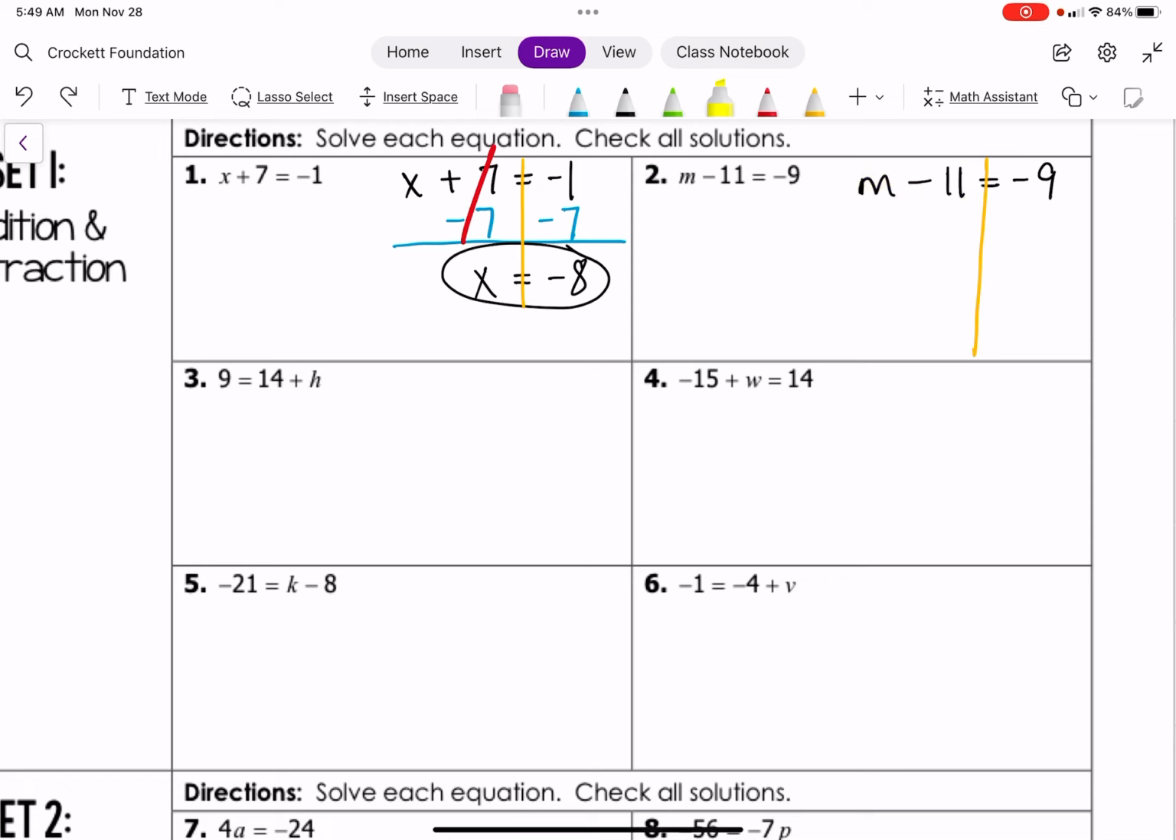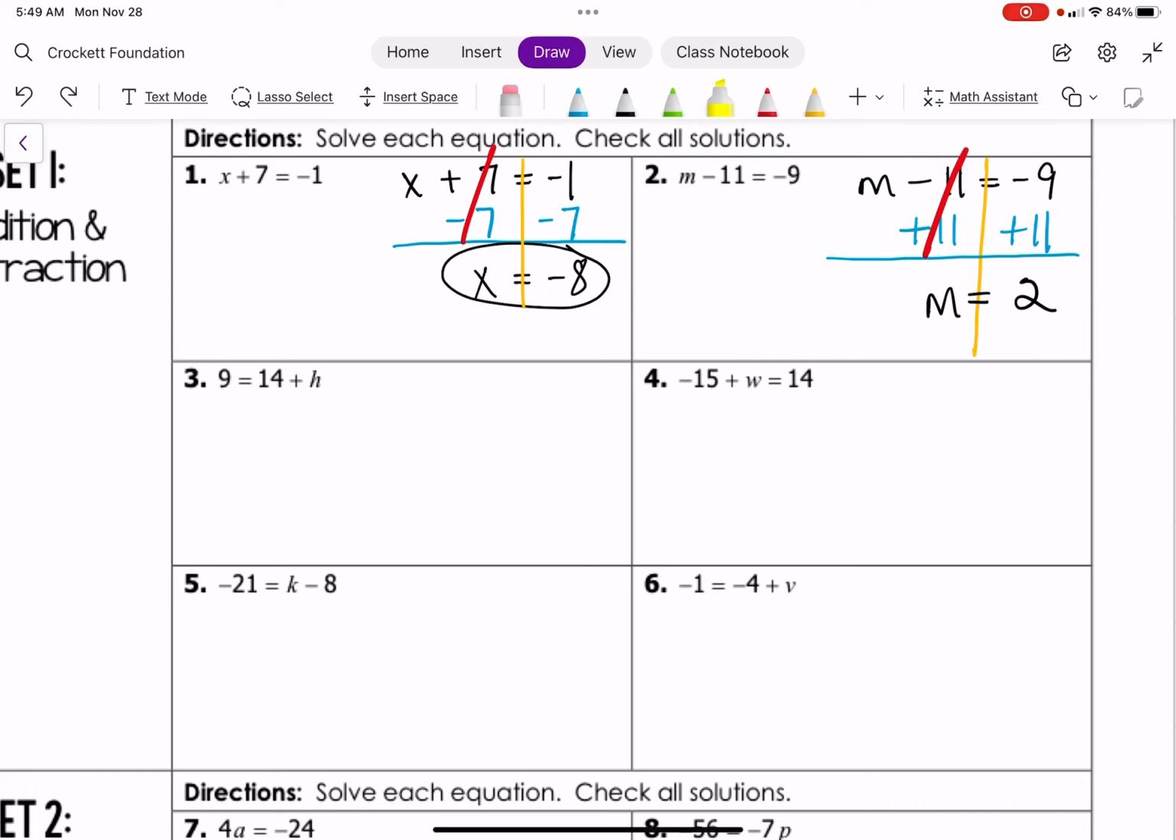The 11 is negative. I know it's negative because it has a minus sign in front of it. So since it's negative, if I want to undo it, I have to add a positive 11 to both sides. By doing that, I get rid of the 11s, and then I'm just left with m equals. That's a -9 and a positive 11. When the signs are different, you subtract. 11 minus 9 is 2. And since the 11 is larger, the final answer is going to remain positive.